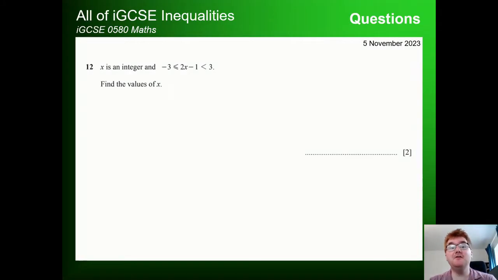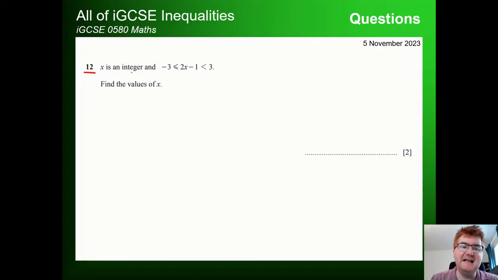So today we're going to focus on all of iGCSE inequalities, and it will include some linear programming a bit later on. So we've got a mixture of paper 2 questions here and paper 4 as well. So let's get started with question 12 here.